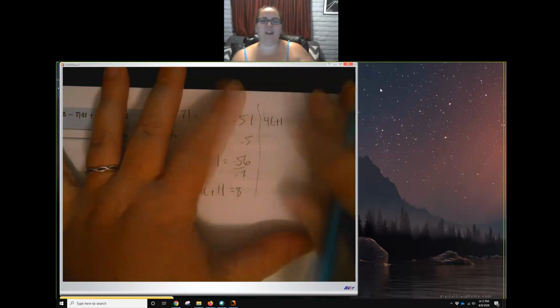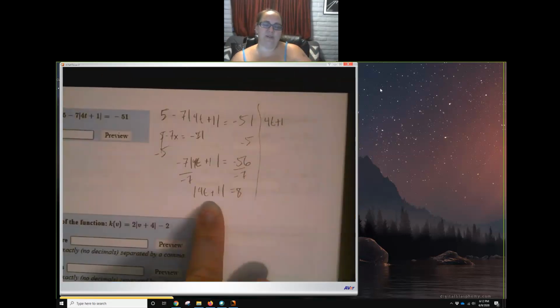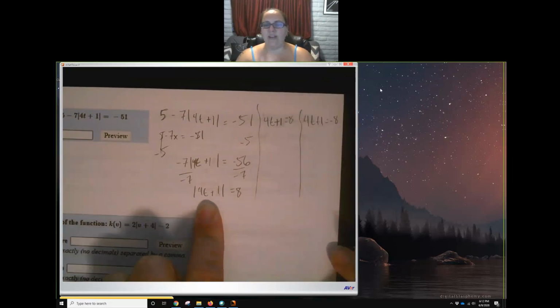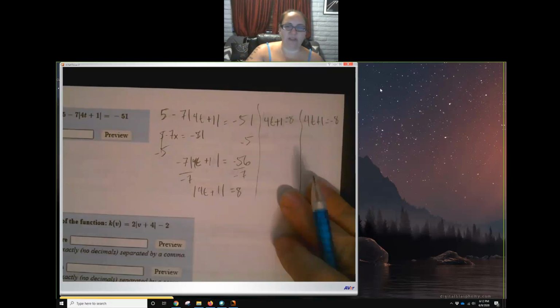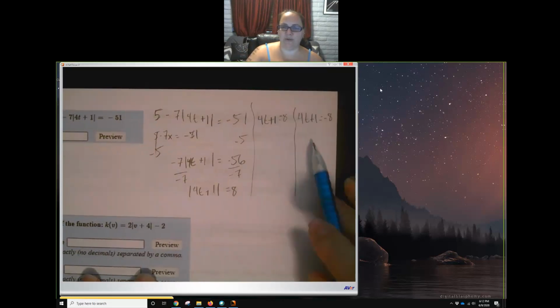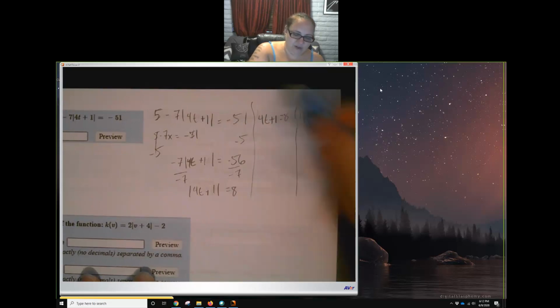So at this point, if we have the absolute value of 4t plus 1 equals 8, then that means that either 4t plus 1 can equal 8 or 4t plus 1 can equal -8. Because if I put an 8 in here, I'll get 8. If I put a -8 in here, I'll get 8. So at this point, we split this. Then I'm going to subtract the 1.